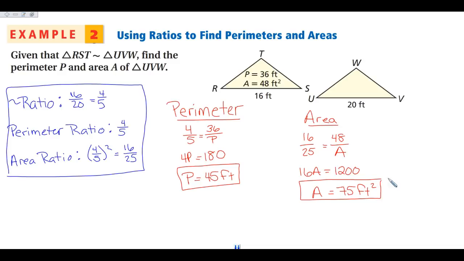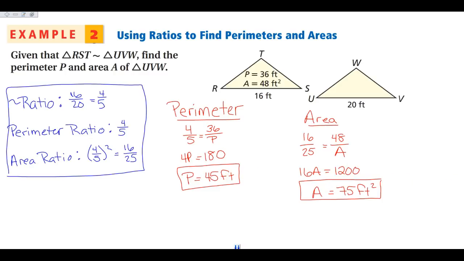If you have any questions on that, please make sure that you write them down. Again, I can't stress it enough. Perimeter means perimeter ratio. Area means area ratio. Always start by finding all of your ratios off to the side. That will help you remember. Use perimeter for perimeter, area for area. All right.